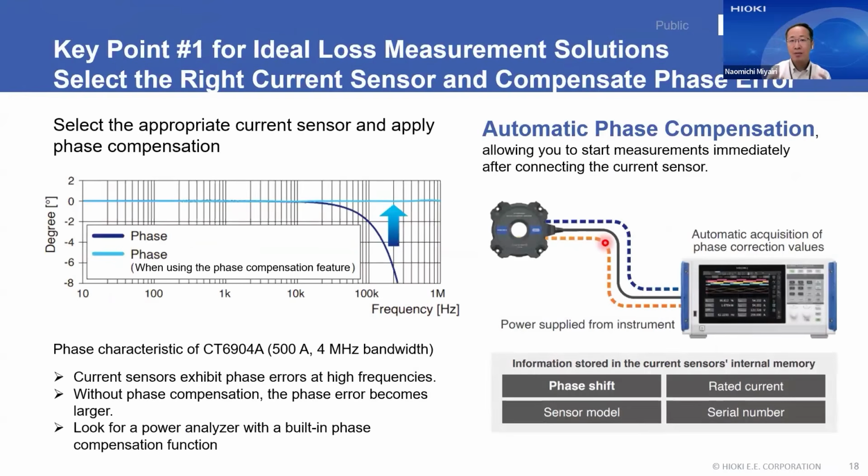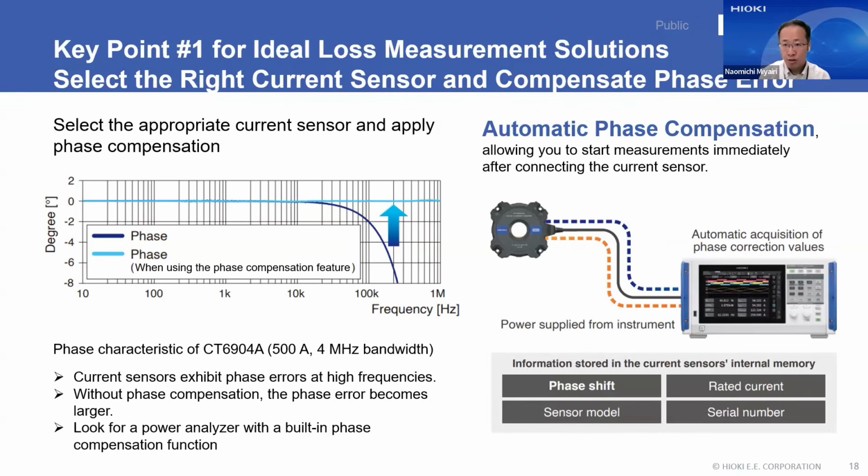So what is the optimal measurement solution for inductor loss measurement? From here, I'll introduce some key tips and points to keep in mind when performing these measurements. And key point number one, select the right current sensor and apply phase compensation.